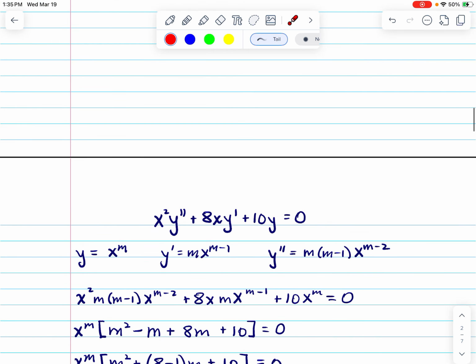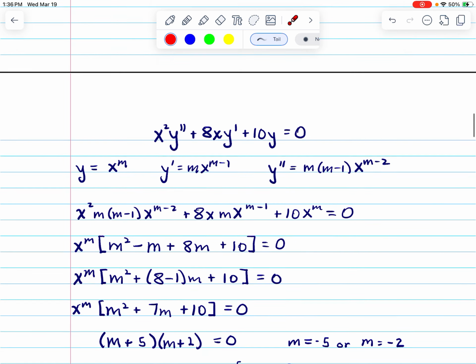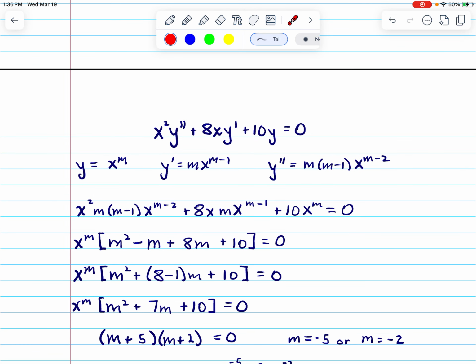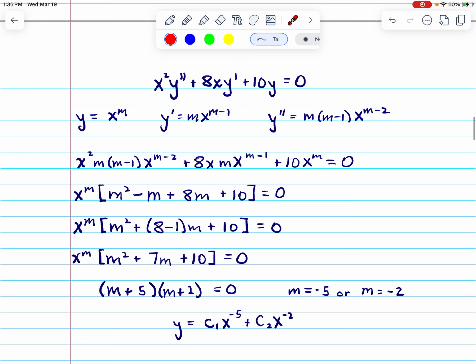Now, let's look at an example. Let's suppose we've got this one. This is a Cauchy Euler equation. We assume the solution is x to the m. That's one of the solutions. We go through here and differentiate, and we plug back in. And we go through all of the algebra. We end up with this. And then working that out, putting the m's together, we get this.